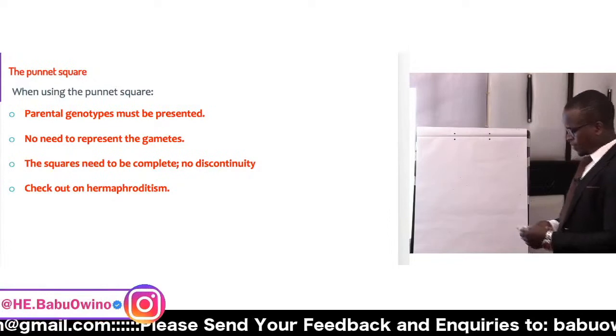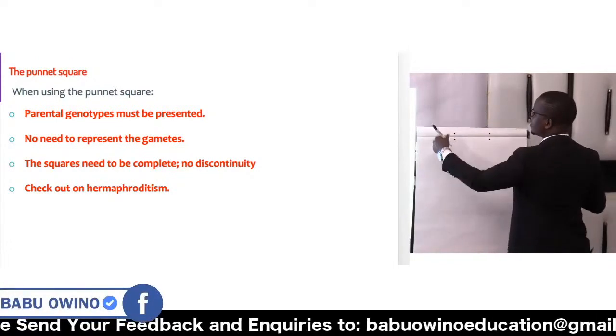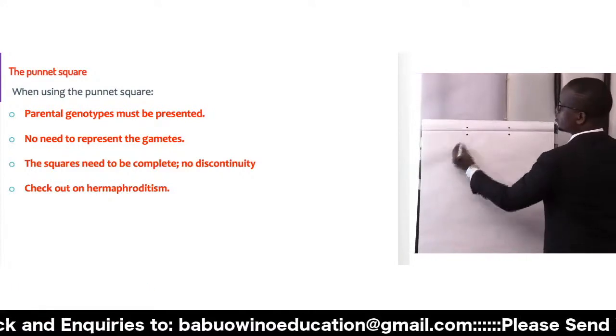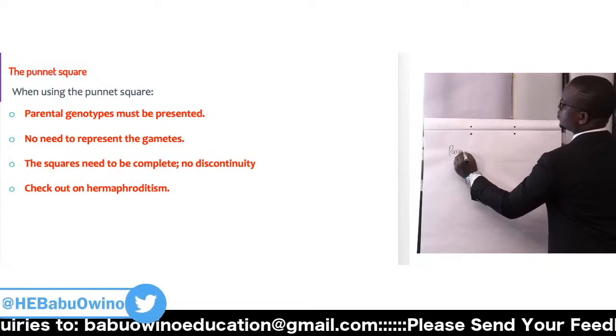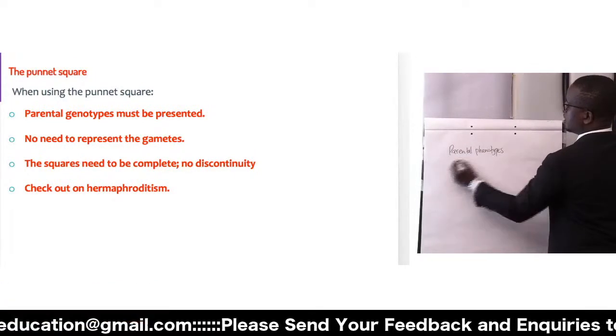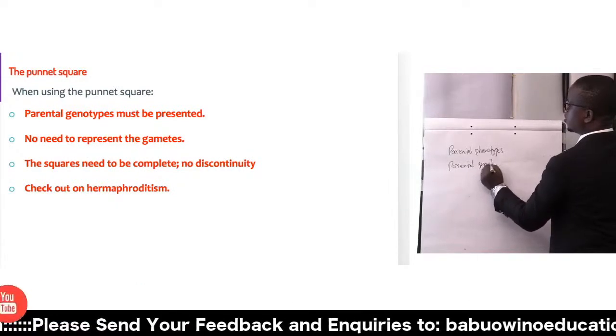And also remember, if you decide to use a Punnett square, the preliminary stages remain the same. First of all, you have to show the parental phenotypes. Then you come to the parental genotypes.